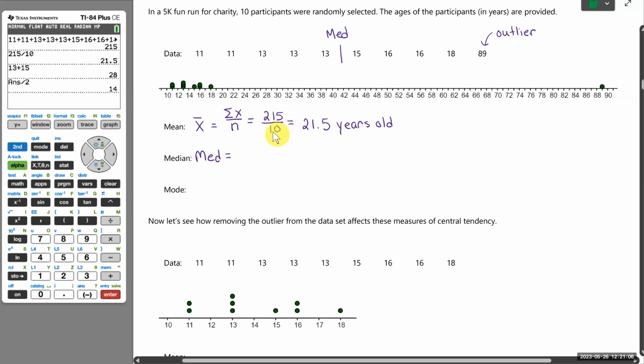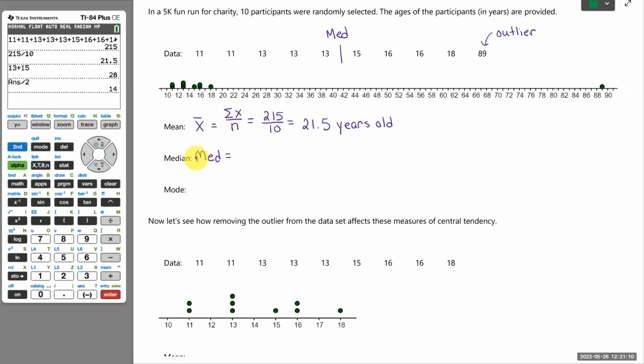When we have an even number of numbers, 10, the median will be the average of the two middle numbers. So I'm going to take that 13 and 15, add those, and divide by 2. Then order of operations, we do our numerator first. That will be 28, divided by 2. So the median is 14 years old.